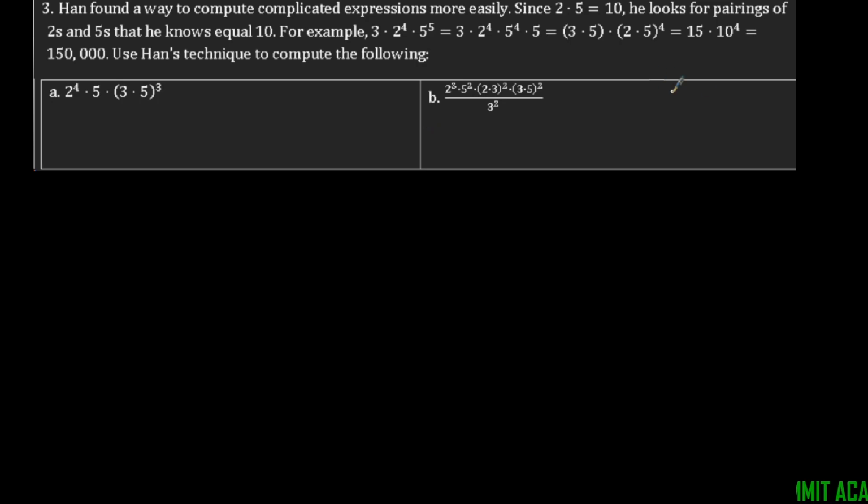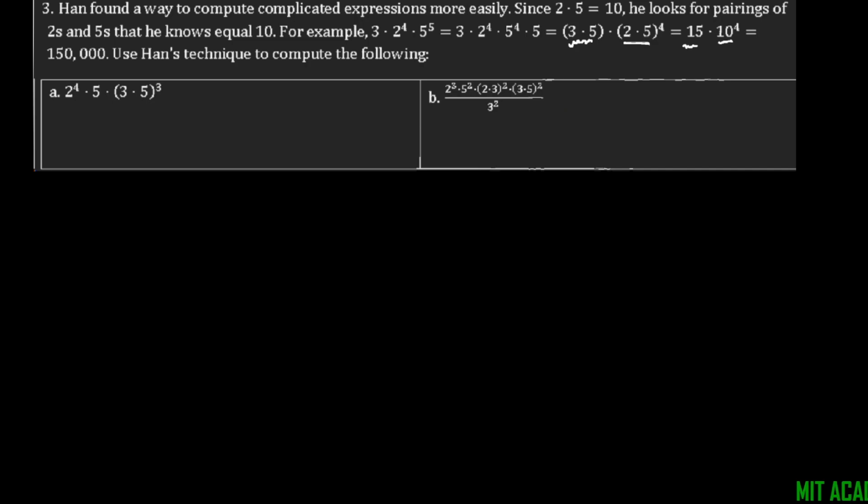And so then they can group it together and they can say, well, I have 2 times 5 to the 4th power is the same as 10 to the 4th power. And then they did 3 times 5 is equal to 15. And then they solved that to be able to find their large number. So we're going to do the same thing.